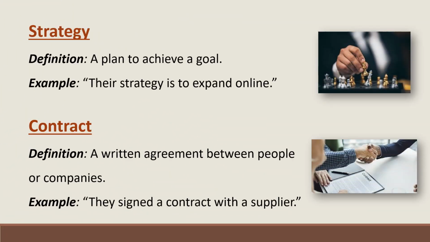Let's talk about strategy. A strategy is a plan to achieve a goal or solve a problem. For example, their strategy is to expand online. Every business needs a clear strategy. Finally, contract. A contract is a written agreement between people or companies. Example: they signed a contract with a supplier. Always read a contract carefully before you sign.